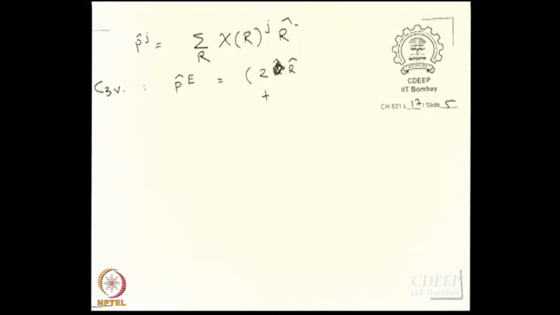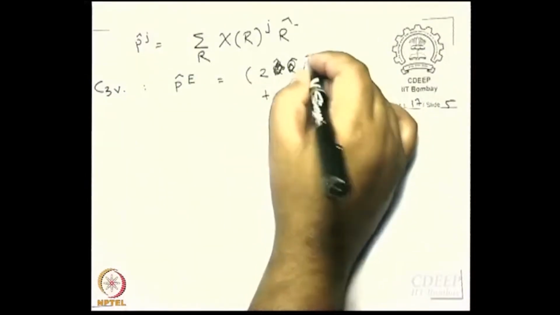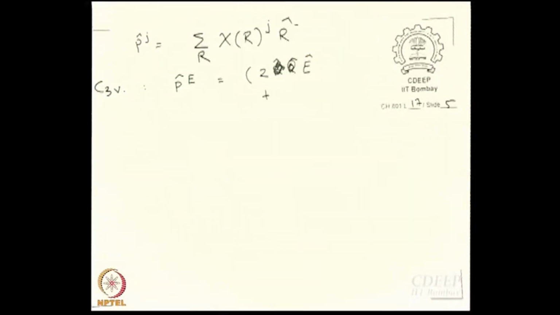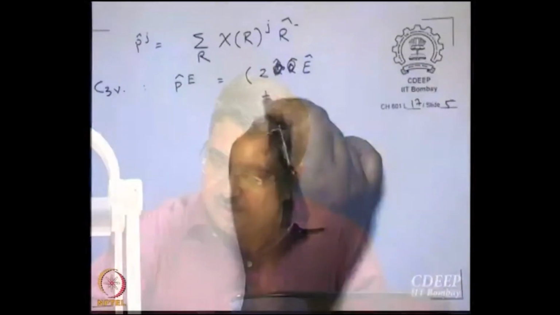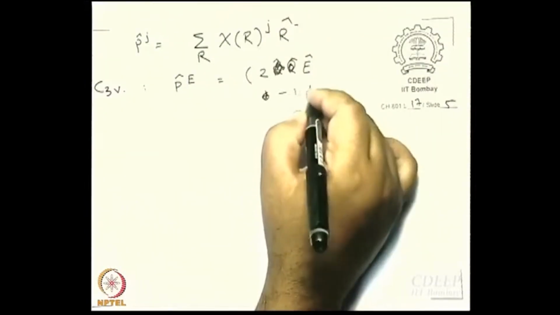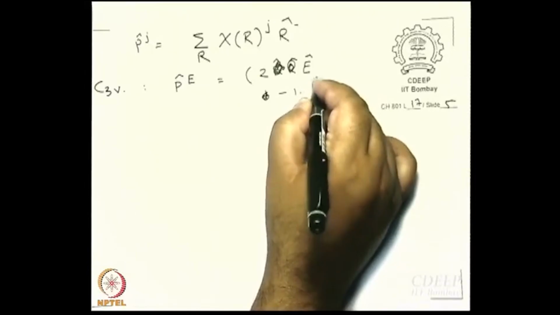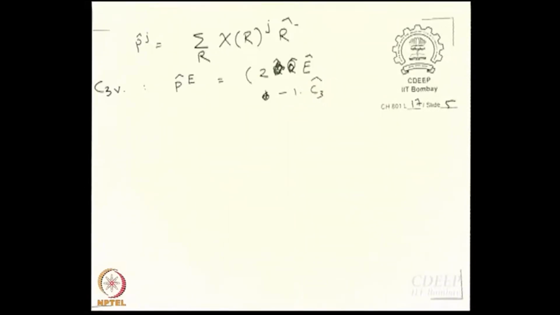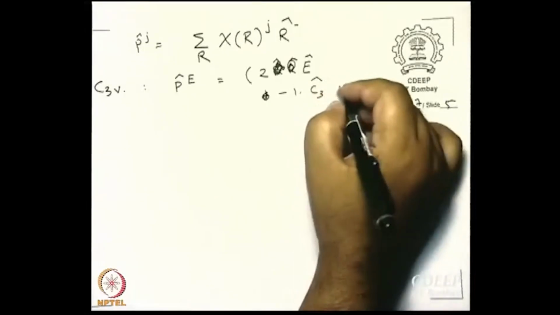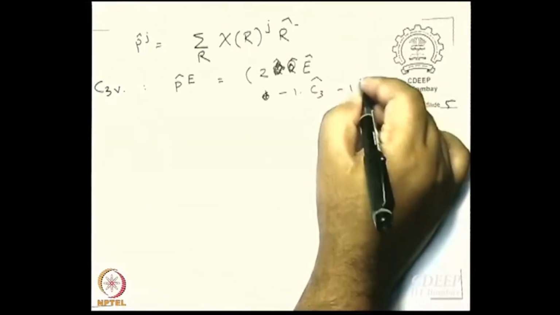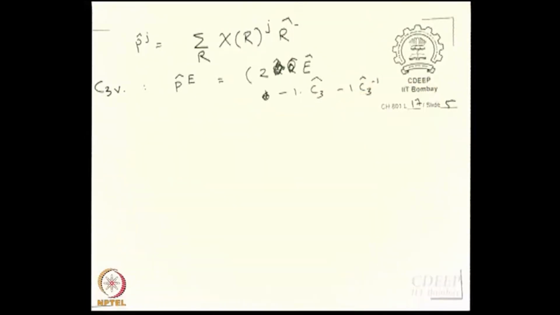What is the second one? C3, what is that? So I will write E, 2E, something like this. Instead of R, I should also, otherwise you will get confused. E. What is the second one? C3 is minus 1, right? So minus 1 into C3. What will be the next one? No. It will be minus 1 into C3 inverse or C3 square.